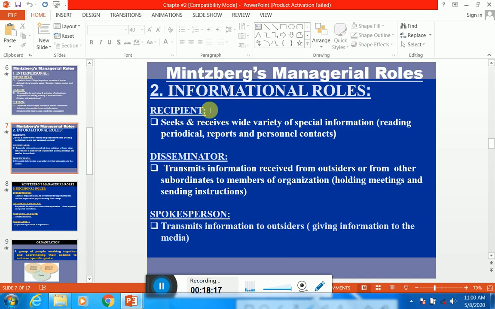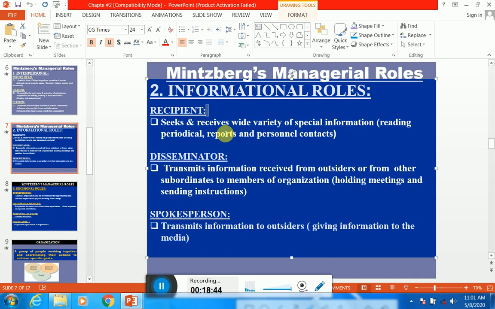Now he categorizes the informational role into three different levels. One is the recipient, second is the disseminator, and the third is the spokesperson. Now let's start from the first, that is the recipient. Recipient, simply stated, seeks and receives a wide variety of special information, like reading periodicals, reports and personnel contact.